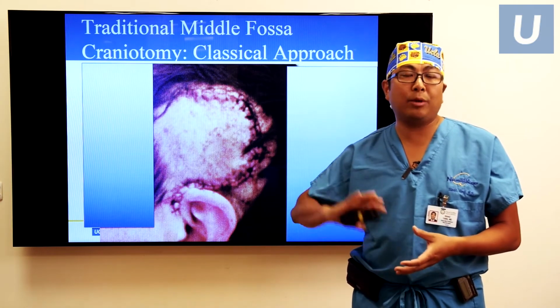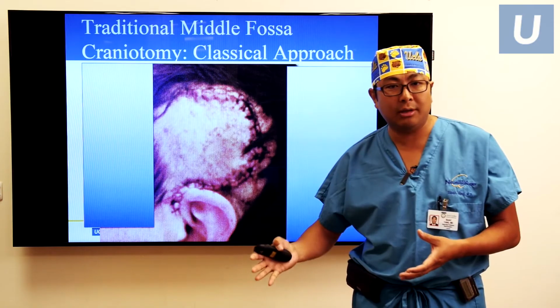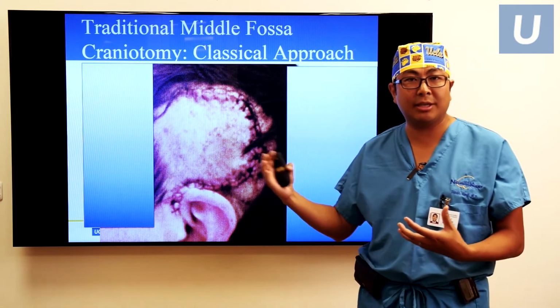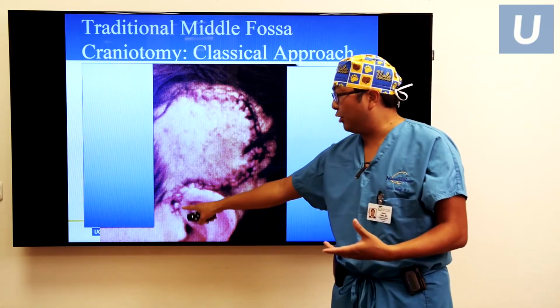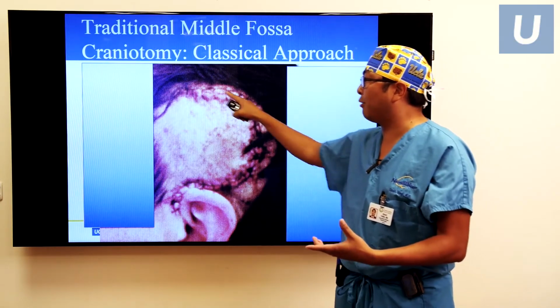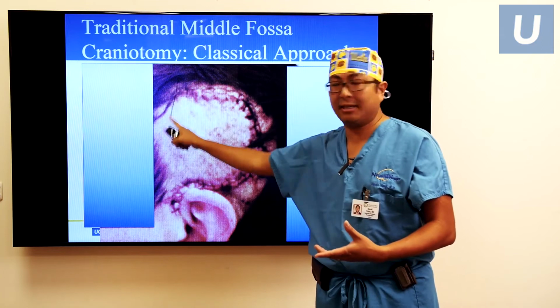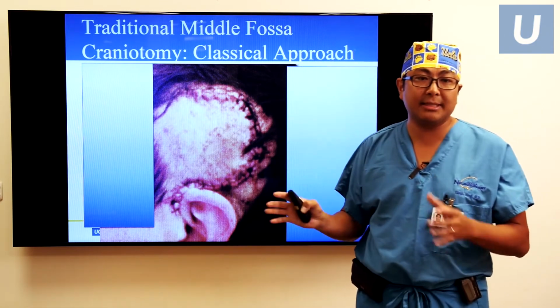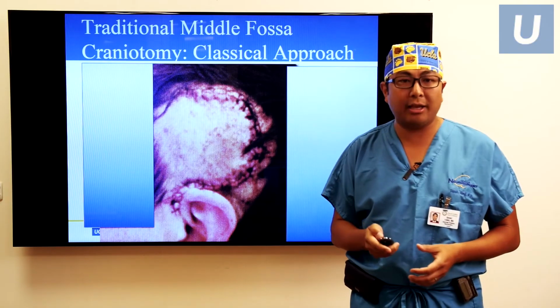And because someone else had already done the traditional classical middle fossa craniotomy, we were forced to use the exact same incision. You can see here's the ear. It goes up, goes behind the ear, up and around. And other variants I've seen are a linear incision from here all the way to here. There's some version of this, but this is the traditional middle fossa craniotomy approach.